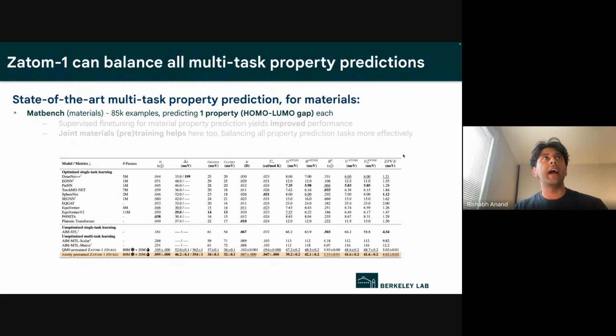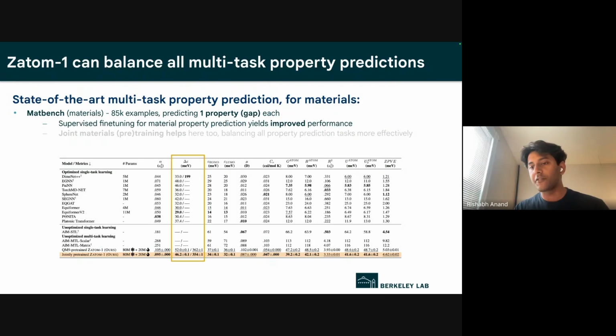Now, when you have this MatBench data set, which is a very similar setup where you're doing property prediction of around 9 properties for materials, supervised fine-tuning again gets you very similar gains compared to very bespoke methods trained to classify on only molecules or only materials.